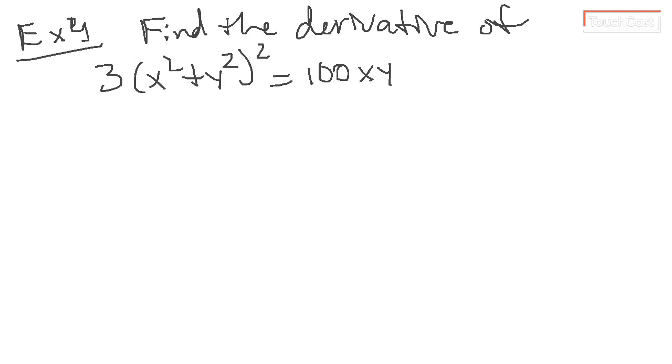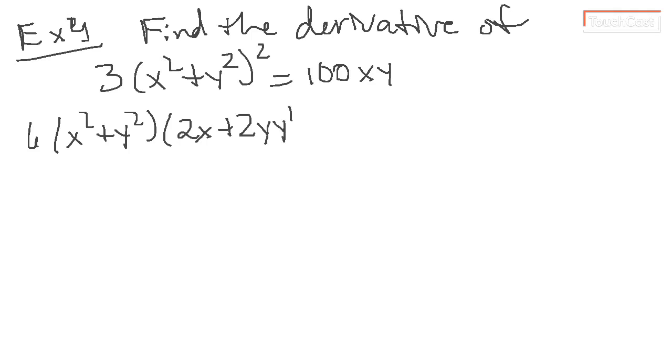We're going to first bring down our 2. Well, we're going to differentiate first the left side. So we're going to end up with 6 times x squared plus y squared. Then we have to find the derivative of what's in the parentheses. So we're going to multiply by 2x plus 2y y prime equals 100 times, we've got a little product going here, so we're going to have x times y prime plus y times 1.